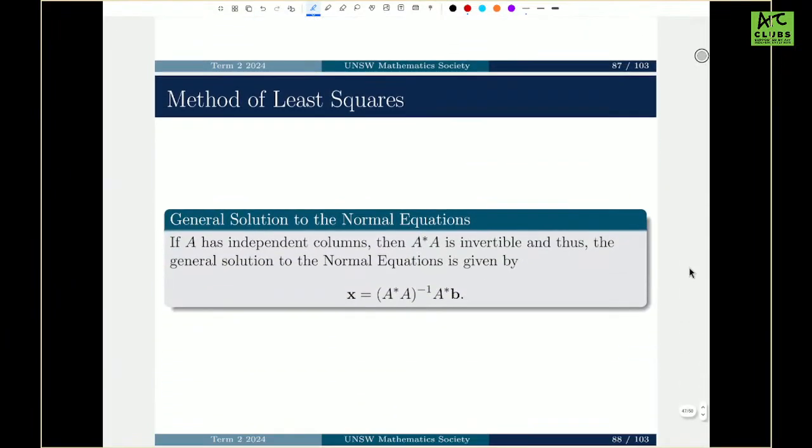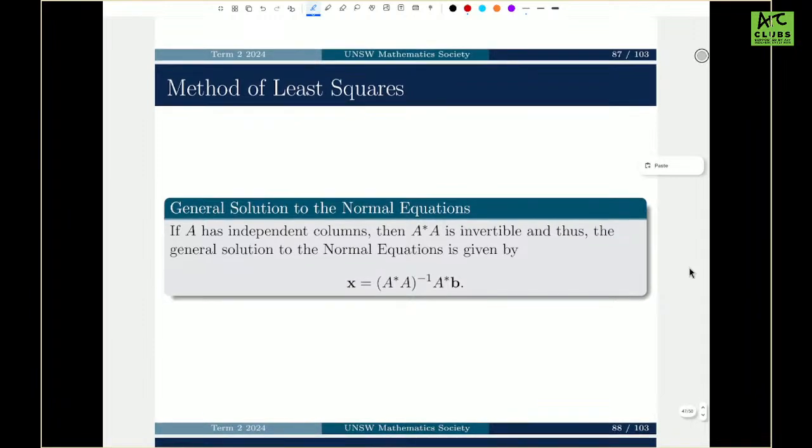I much prefer this one, because it takes basically all the thinking out of it. If A has independent columns, so the columns are linearly independent, then we know that A star A is invertible. Therefore, the general solution to the normal equations is given by this. It's important that it's invertible, because if it's not, then this inverse doesn't exist.